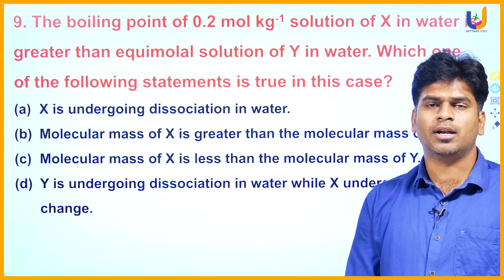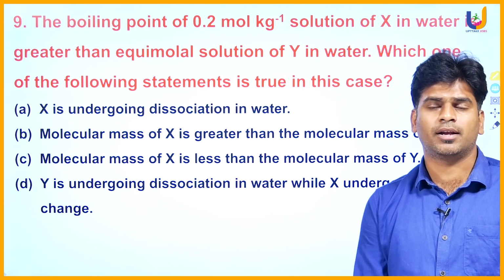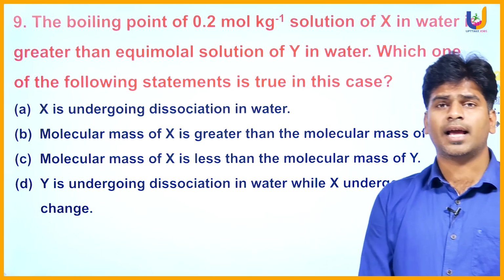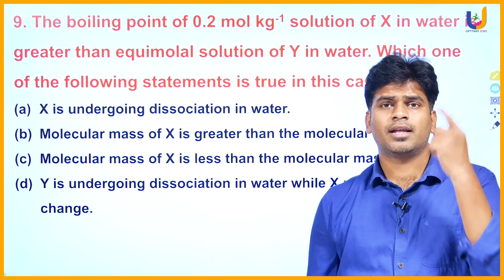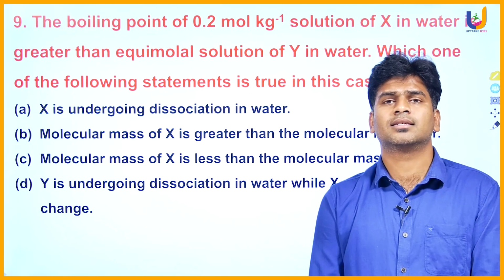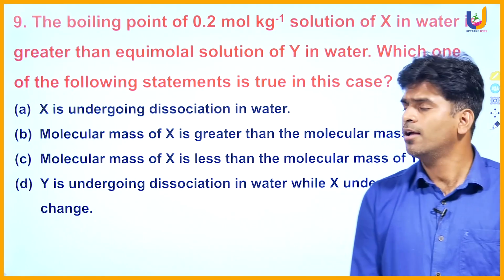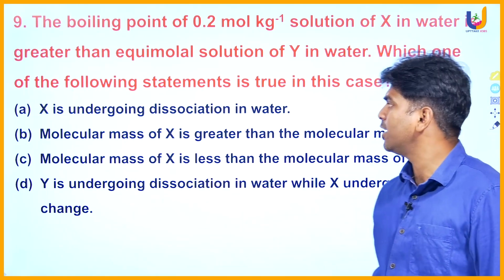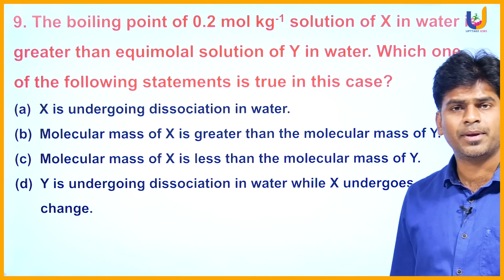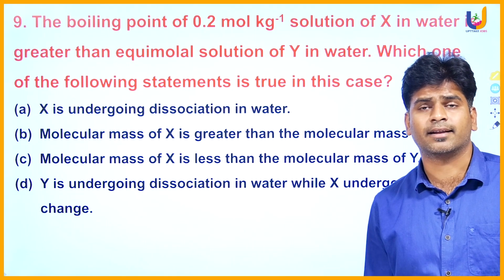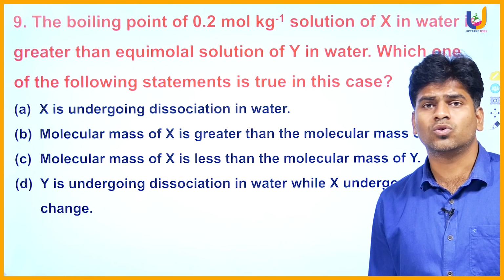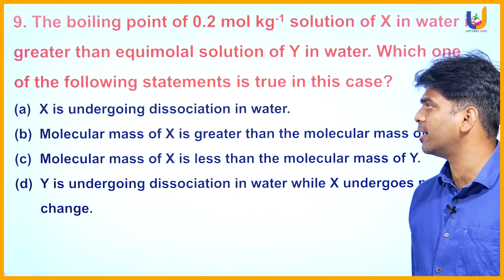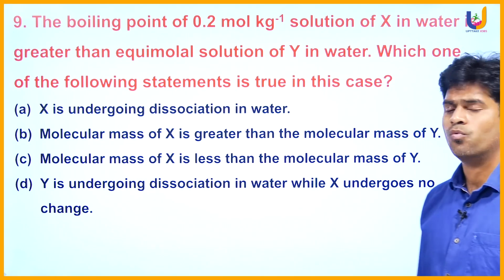If X has a higher boiling point, that means there is an elevation in boiling point after adding solute to X, so definitely the boiling point increases. If the boiling point increases, molality also increases, isn't it? From that, X is undergoing dissociation in water. That means the van't Hoff factor is also increasing, greater than 1. If the van't Hoff factor is greater than 1, it must be undergoing dissociation. So X is undergoing dissociation in water.